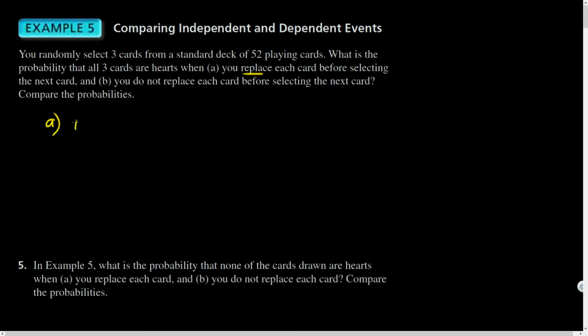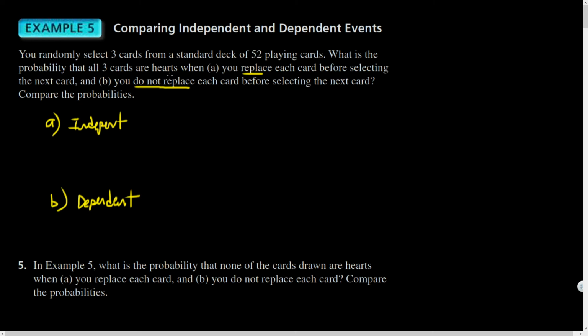With replacement, this would make that an independent situation. And then part 2 is you do not replace. And so as a result, whatever card you selected as your first is no longer in the deck to be picked for the second card or then the third card. And so the events change the possible outcomes of their subsequent events, and this would be dependent. All right, let's see if we can figure out these probabilities.